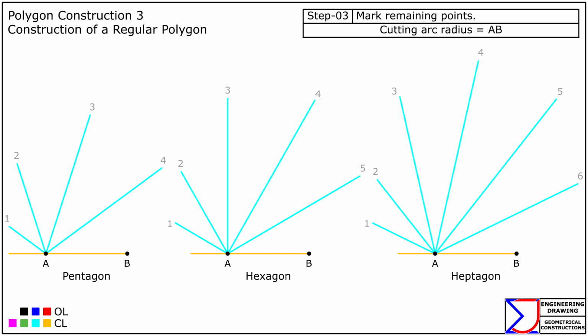Next, starting from point B, use radius AB to cut arcs on each line successively to get points C, D, E, and so on.